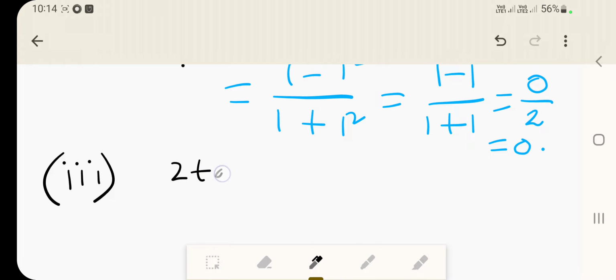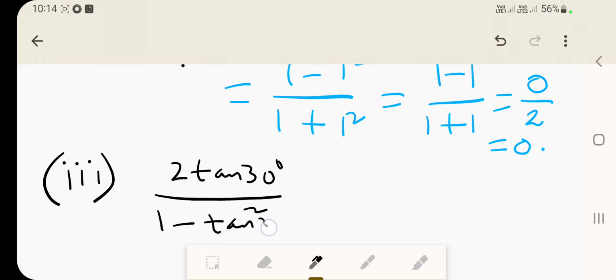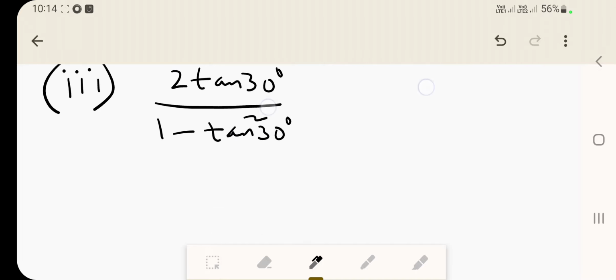Next, another they have asked is 2 tan 30 divided by 1 minus tan square 30. 2 tan 30 by 1 minus tan square 30. So you have to know what is tan 30. Can anybody tell? Pause this and you guess, then continue the video. That is 1 by root 3.